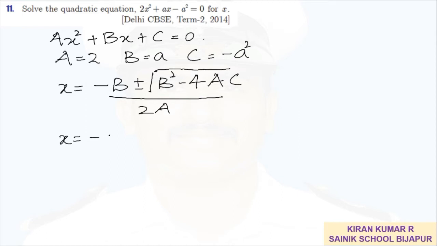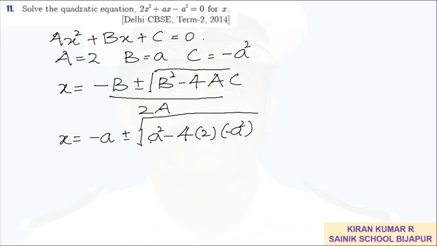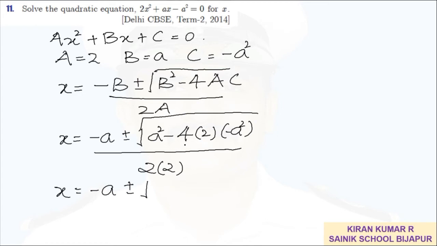If we use this formula, let's substitute. Minus b is minus a, plus or minus root of b square, which is just a square, minus 4 times 2 multiplied by negative a square, divided by 2 times 2. So x will be negative a plus or minus root of, this becomes a square, 4 2s are 8, a square. Here it becomes positive. Finally, we'll be getting 9 times a square divided by 4.